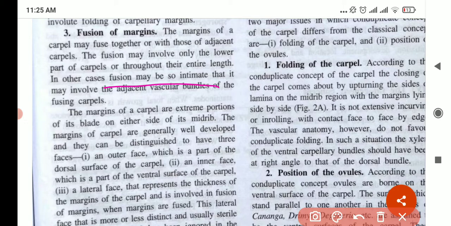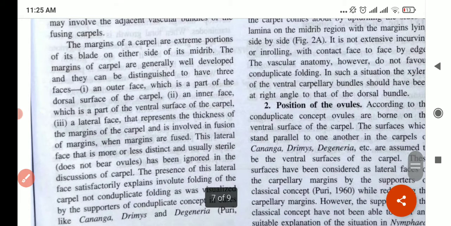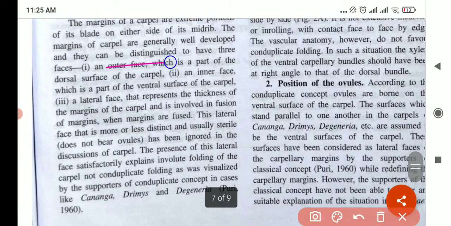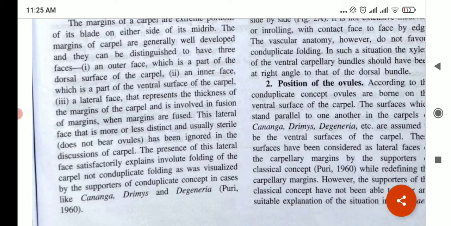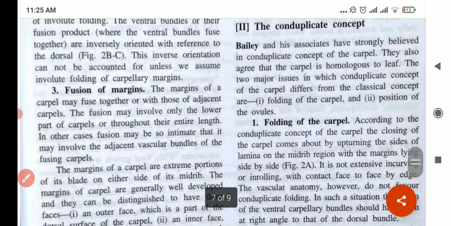And even the vascular bundles themselves are involved in the fusion. So the margins of the carpel are the extreme positions of its blade on either side. So we know this is the margin, this is the midrib. They can be distinguished to have 3 faces: the outer face, inner face, and the lateral face. So we can stop at the lateral face, where the margins are fused.